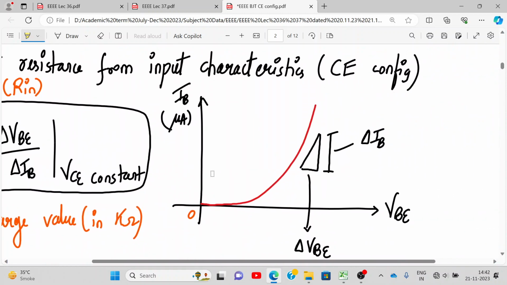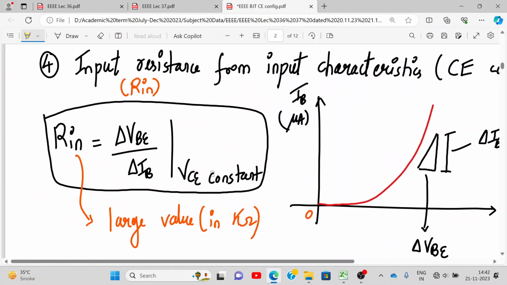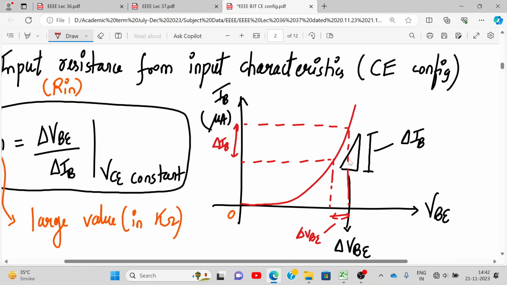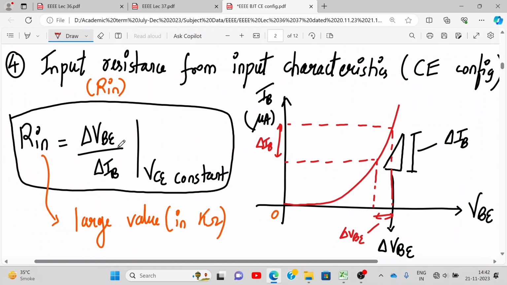Now, from the input characteristics, you determine one parameter of BJT, and that parameter is called Rn, the input resistance. How do you determine it? You take two values of VBC like this. So this is delta IB. And what is this? Delta VB. So you know resistance is voltage upon current. So change in VB upon change in IB will give me the input resistance Rn.